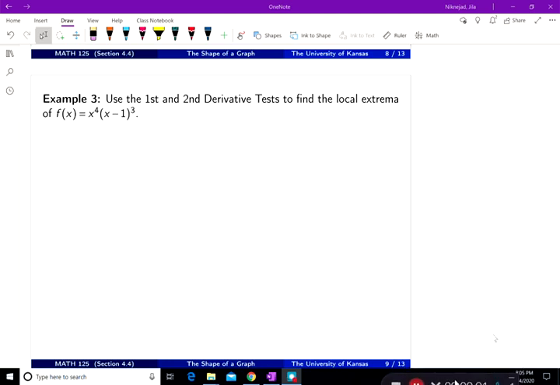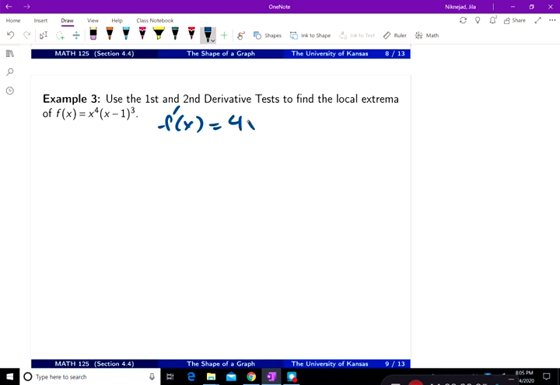We're starting back on section 4.4 and we're trying to do example 3. Again, this is one of the examples where we're comparing the first derivative and second derivative tests to find the local extrema. What I try first is the first derivative test. So let's take the derivative of this.